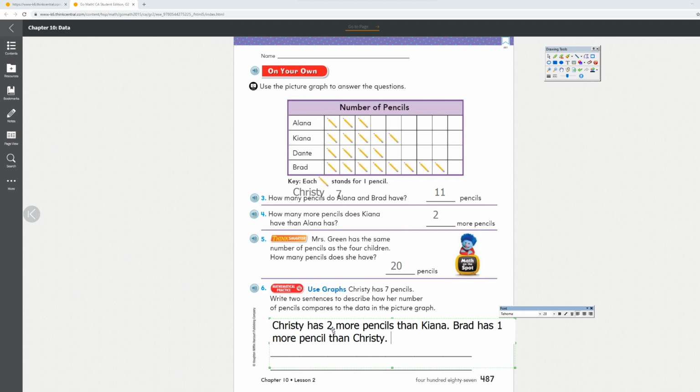So here we wrote that Christy has 2 more pencils than Kiana, which is true because Kiana only has 5 and Christy has 7. And Brad has 1 more pencil than Christy, which is true because Brad has 8 and Christy has 7. You could have written a sentence like, Christy has 3 less than Dante, or Dante has 3 less than Christy, or Christy has 3 more than Dante. And any combination really of information, as long as it's true.